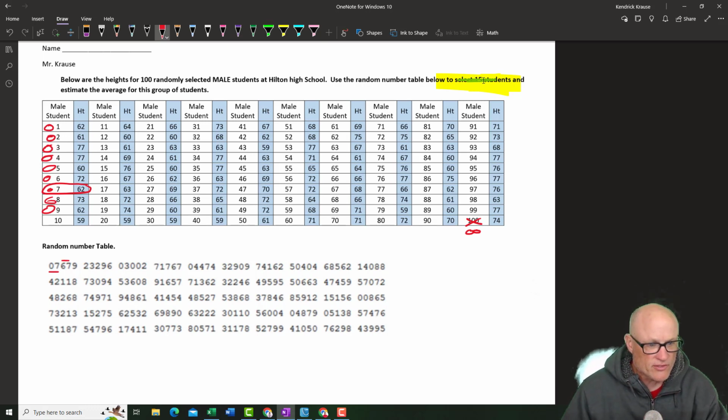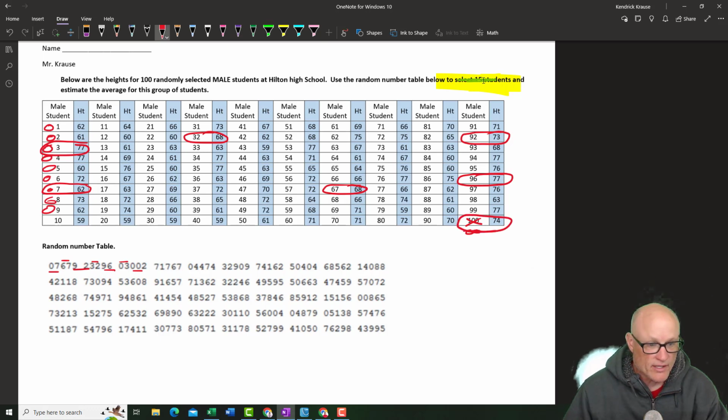My second one is 67. Sorry, I was looking at the wrong one. 67 is 68. Then I'm going to go to 92, which is over here. I'm really having a hard time looking at my own chart here. Then I'm going to go to 32. Male student number 32 is right here. Then male student number 96, which is right here. Then male student 03. 03 is this guy. Male student 00, so that again is number 100.